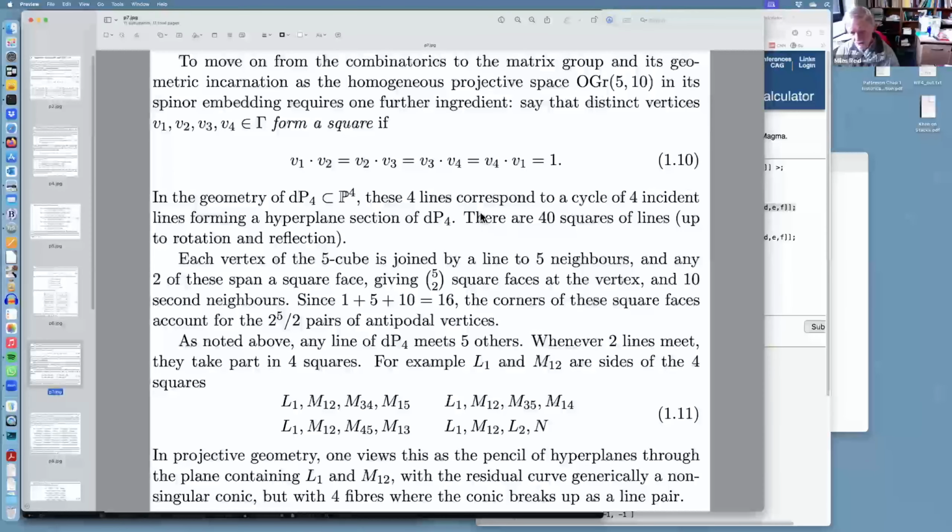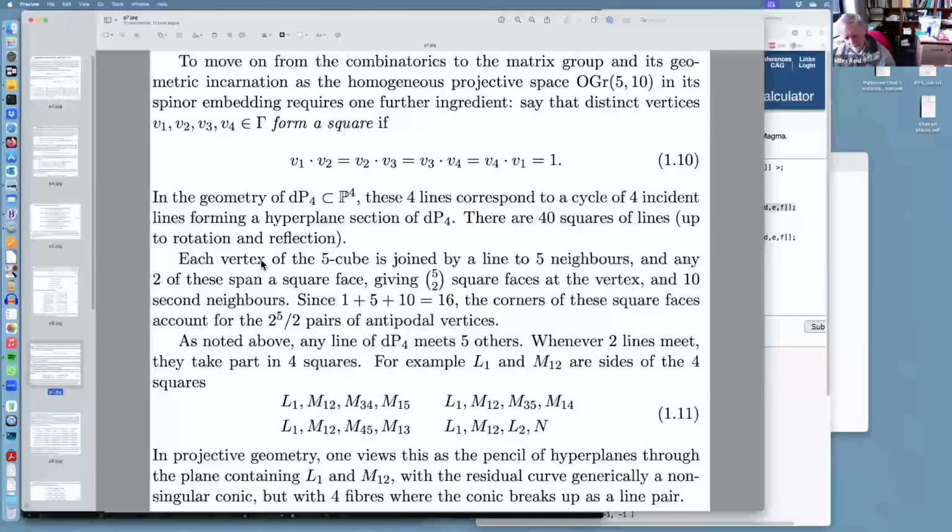Yes, so it turns out there are 40 squares of lines, and they move in linear systems which have 4 of these, 10 different linear systems. Yeah. So I told you about the 5 cube. The 5 cube, each vertex is joined by a line to 5 neighbors.